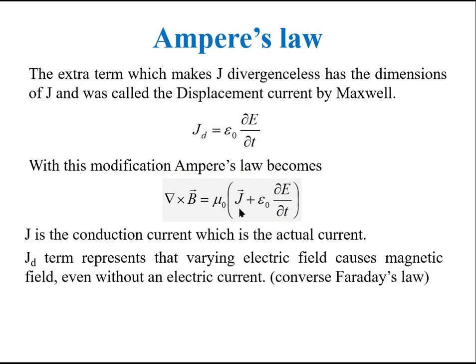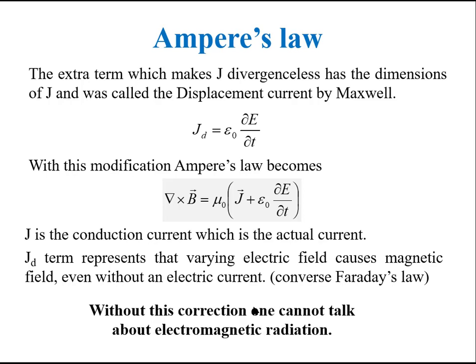This J is conduction current, which is the actual current by conduction of the electrons. And JD represents that a varying electric field causes a magnetic field, even without an electrical current. This is the converse of Faraday's law. This modification is very important, as without this correction, one cannot talk about electromagnetic radiation.